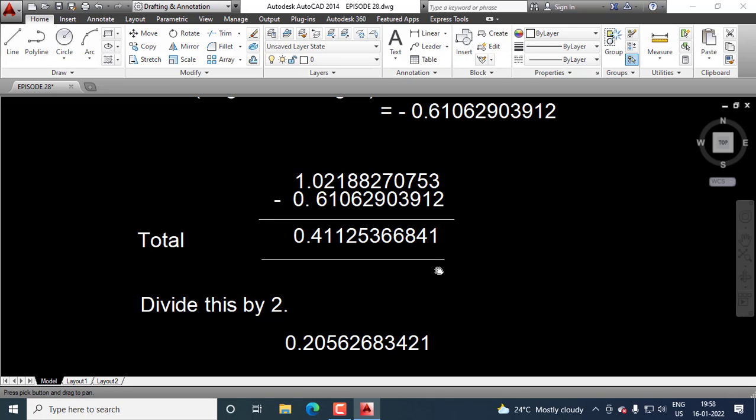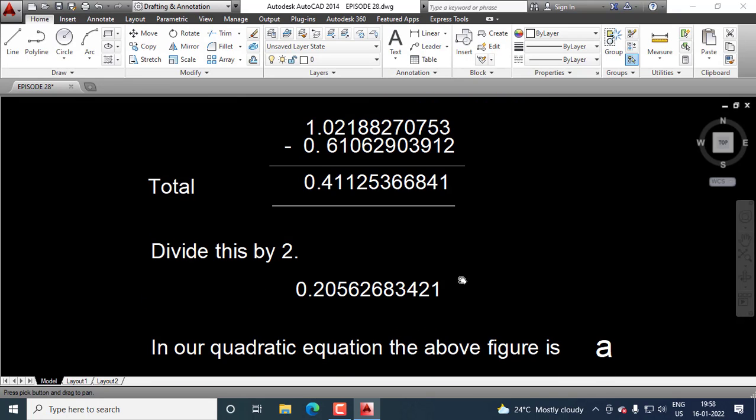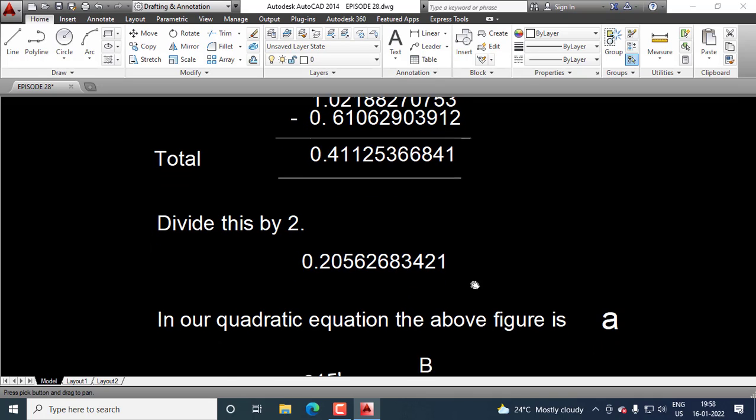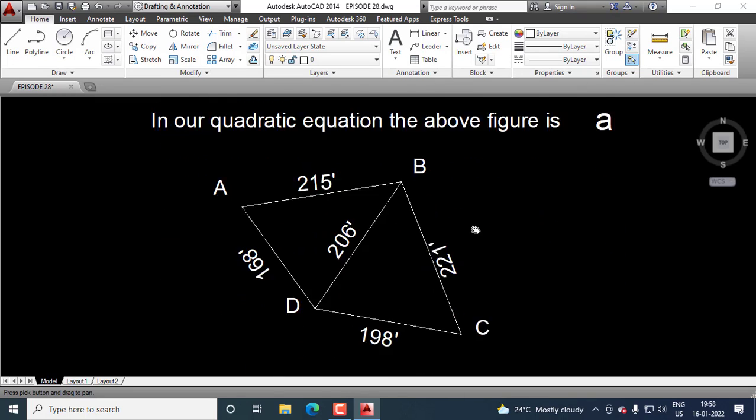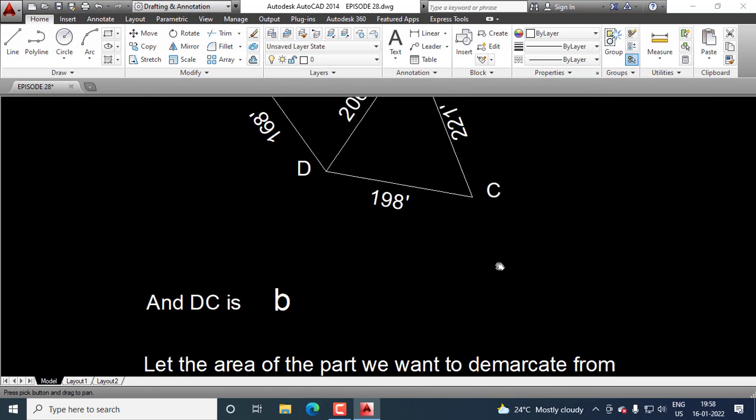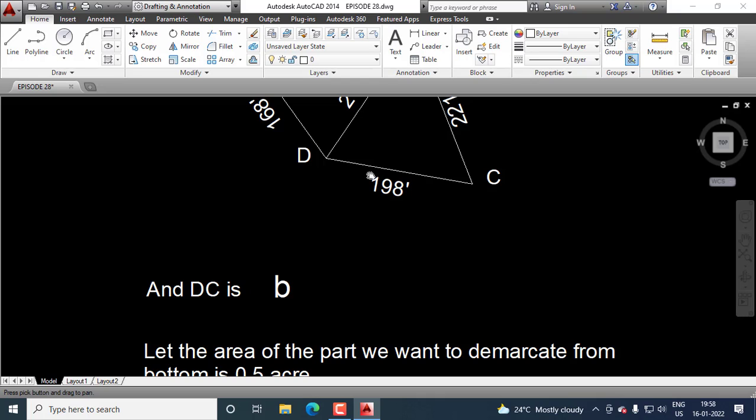We divide this number by 2, so we get 0.2056268341. So in our quadratic equation, the above figure is A. This figure is A. And 198, this DC, is B.